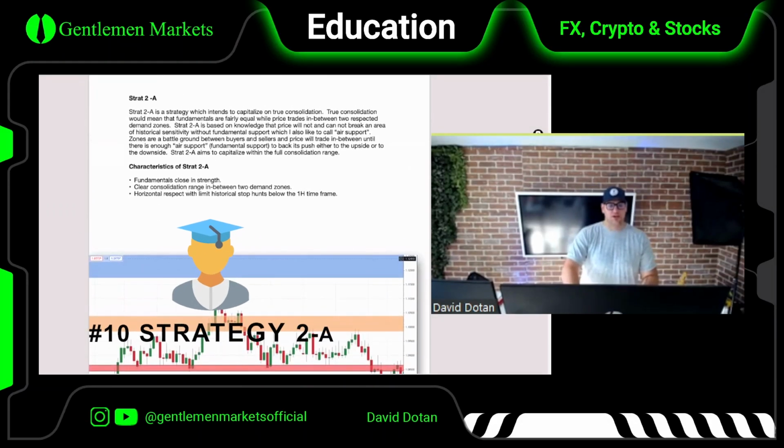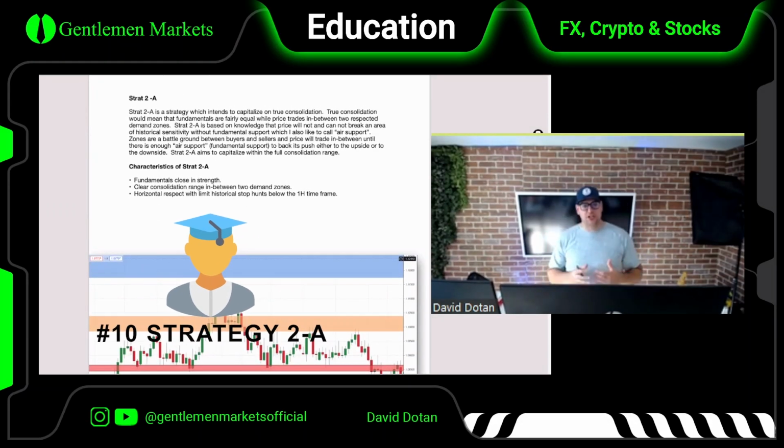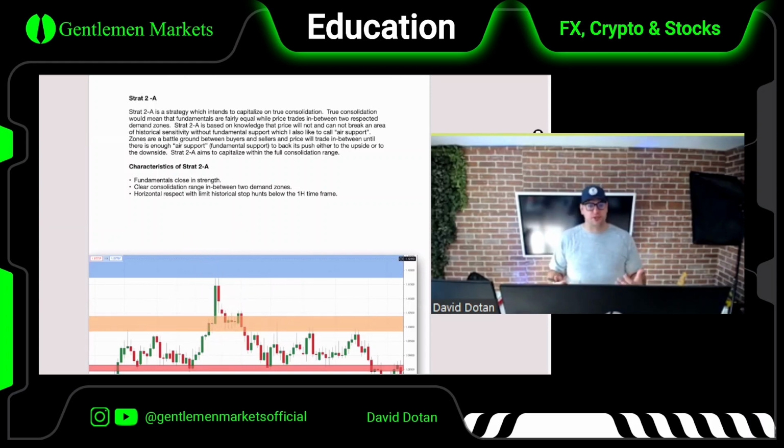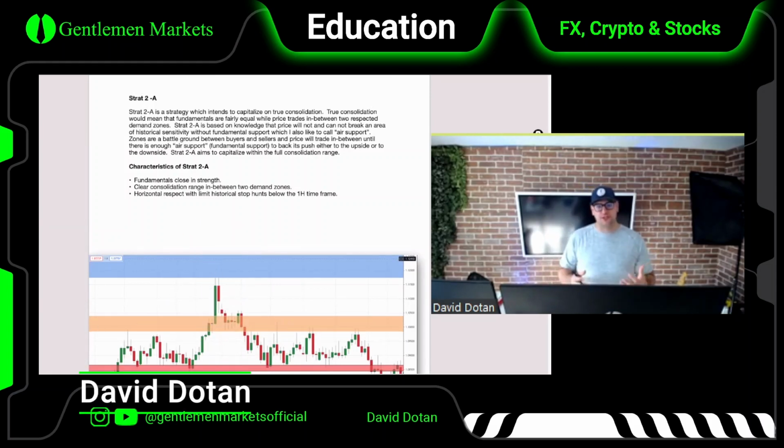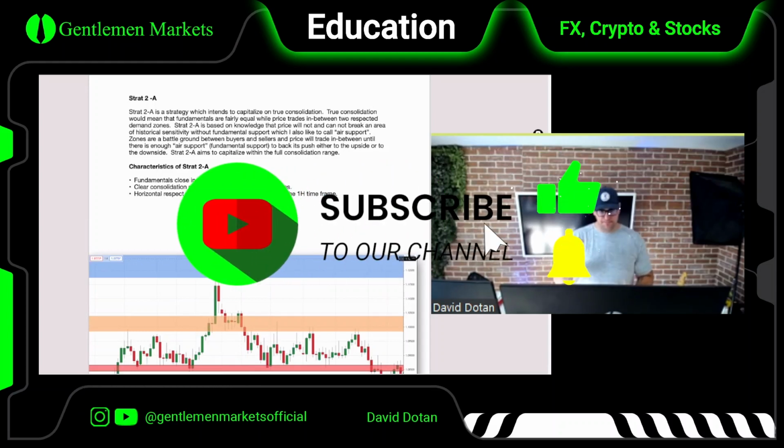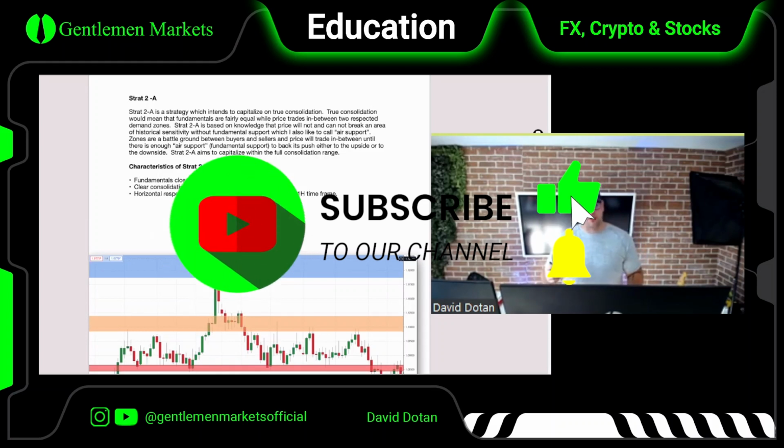Okay, strategy 2A. Strat 2A is a strategy which intends to capitalize on true consolidation. True consolidation would mean that fundamentals are fairly equal while price trades in between two respective demand zones. Strat 2A is based on knowledge that price will not and cannot break an area of historical sensitivity without fundamental support, which I also like to call air support.